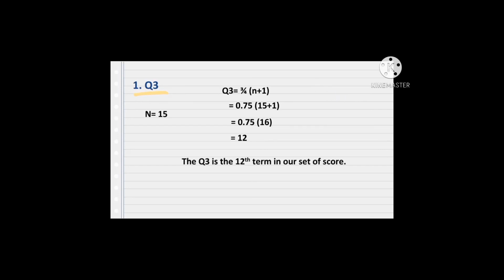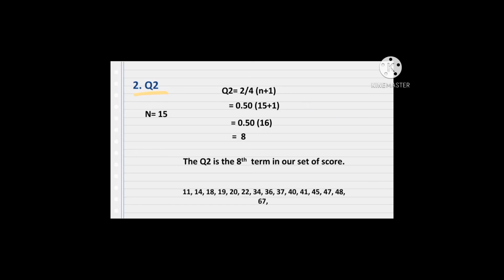The first one is finding the 3rd quartile. We will use the formula Q3 = 3/4 times (n + 1). n is equal to 15 because it is the total number of terms in our set of scores. 3/4 in decimal is 0.75. Substitute the values: 15 plus 1 is 16, and 16 times 0.75 is 12. So the 3rd quartile is the 12th term, or in the 12th position in our set of scores, and that is 41.